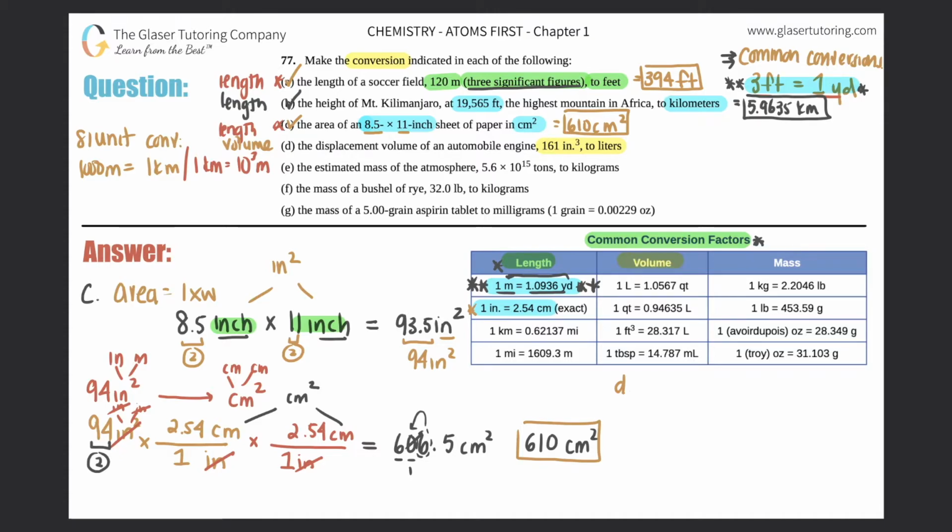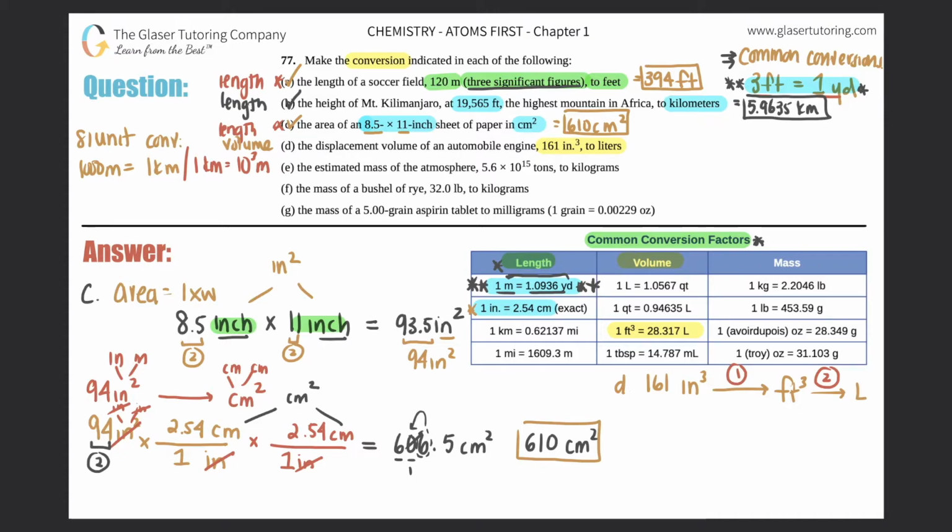And I see that I have 1 feet cubed equals 28.317 liters. But I don't have inches cubed. But I could do 161 inches cubed to feet cubed to then finally liters. Because that's another common conversion that you should memorize. This is a 2-step problem.